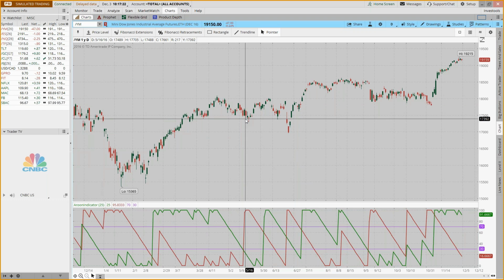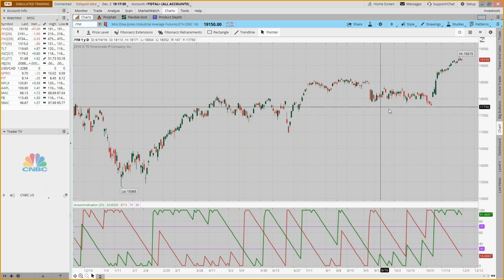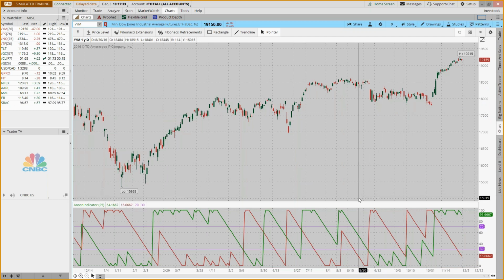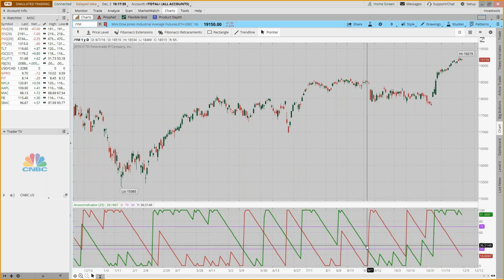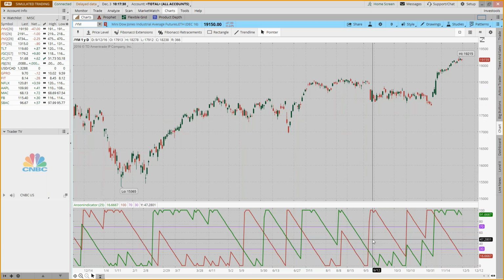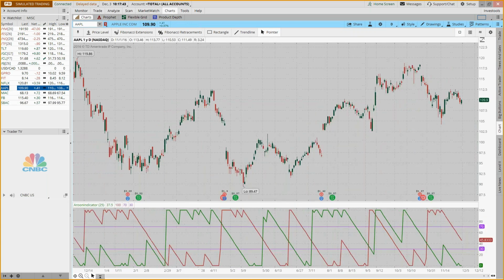Okay? Now, to signal a consolidation period, such as this, it usually happens when both the lines are below the 50 line and both are moving lower in parallel. Let me show you an example. Let's go to Apple. I believe there was one in Apple. So right down here. You see how here both the red and the green move below the 50 line, and then both of them are moving lower in parallel to each other. Okay? That's this flat period right in here.